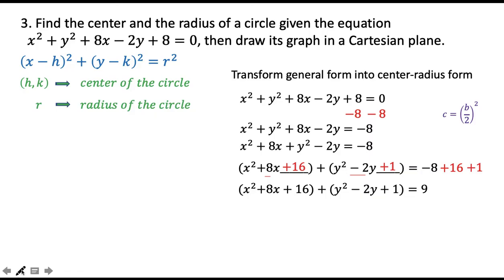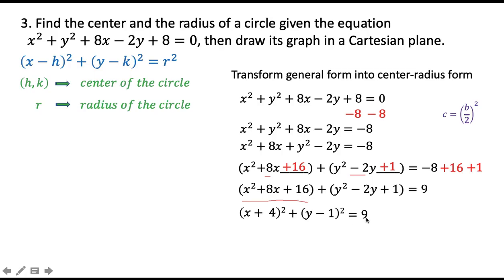Then from here, we are going to express them in exponential form, or let us factor them. The factor of x squared plus 8x plus 16, since it is a perfect square, is x plus 4 squared. So 4 times 4 is 16, 4 plus 4 is 8. Then the factor of y squared minus 2y plus 1, since it is a perfect square, is the quantity y minus 1 squared. Negative 1 times negative 1 is positive 1, and negative 1 plus negative 1 is negative 2. So we're good. Then write down equals 9.